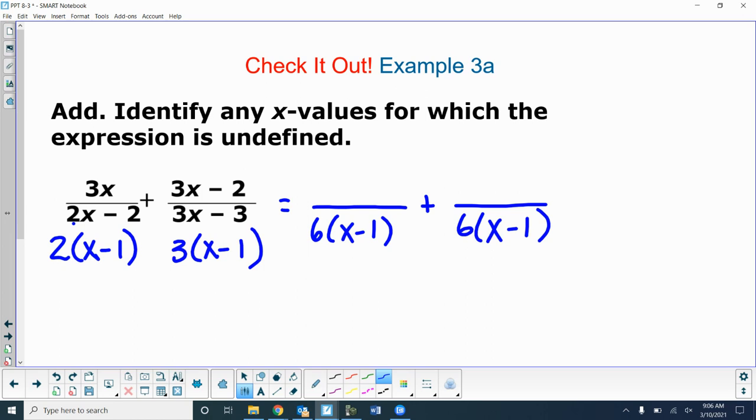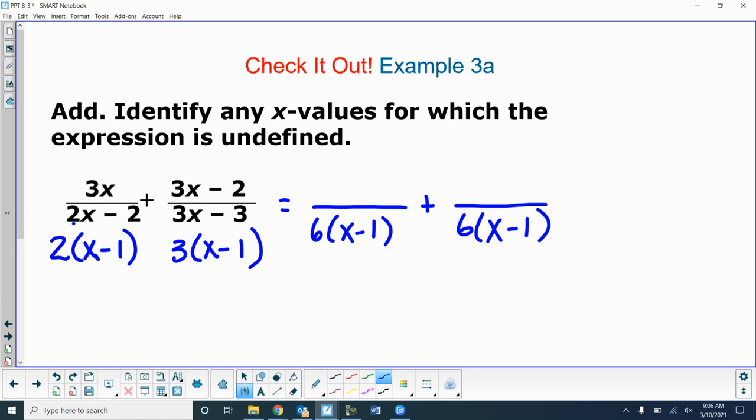That makes sense? Is that what I told you to do? Whatever shows up in the denominator, write it down. So I write down the 2, the 3, and the x minus 1. Well, I can multiply 2 times 3 and make it 6, right? If you want to write it as 2 times 3 times x minus 1, that's okay.